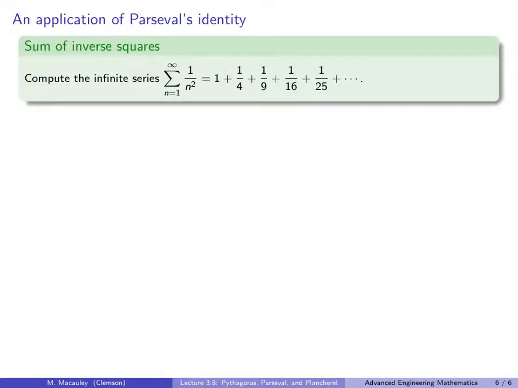I'm going to conclude this lecture and this section on Fourier series and transforms with a fun application of Parseval's identity. We're going to use it to compute the sum of the inverse squares. This is the sum from n equals 1 to infinity of 1 over n squared. So just 1 plus 1/4 plus 1/9 plus 1/16 plus 1/25, and so on. It's not clear what this sum is going to converge to.